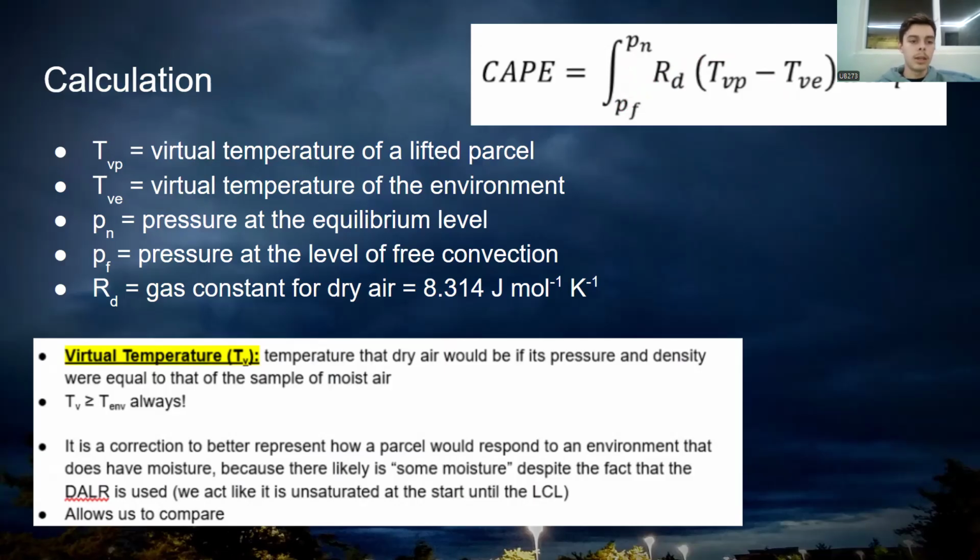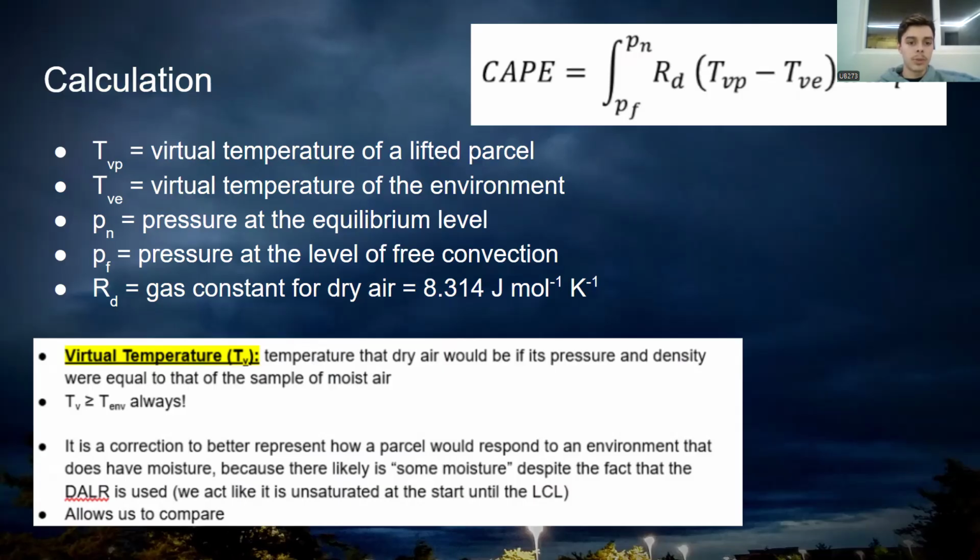We have the T_vp, which stands for virtual temperature of a lifted parcel. Now remember that virtual temperature is a correction. It helps us to better represent how a parcel would respond in an environment that does have moisture, because there likely is some moisture. So our normal parcel trace follows the dry adiabatic lapse rate at the beginning, but there actually will be moisture at the surface generally, so that's why we have this little correction that moves it a little bit over.